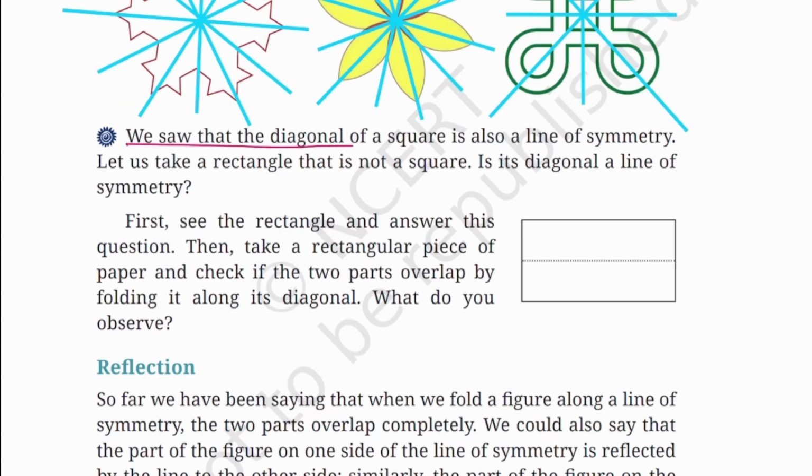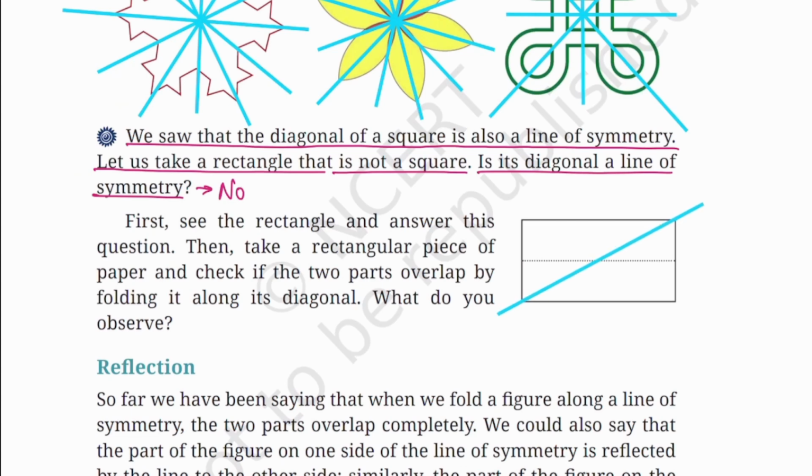We saw that the diagonal of a square is also a line of symmetry. Let us take a rectangle that is not a square. Is its diagonal a line of symmetry? The answer is no. You can check here. This portion, when folded, doesn't overlap the other half along this line. So you can say in a rectangle, the diagonal is not a line of symmetry.